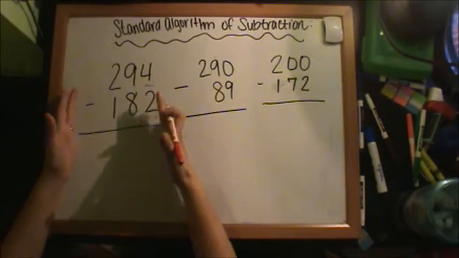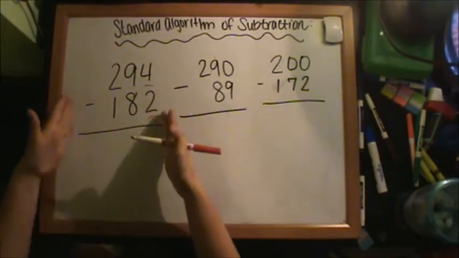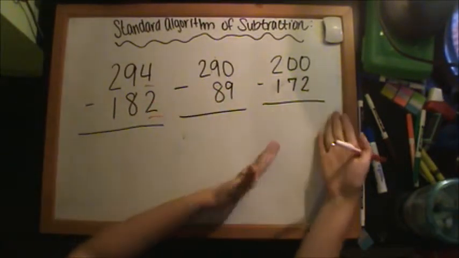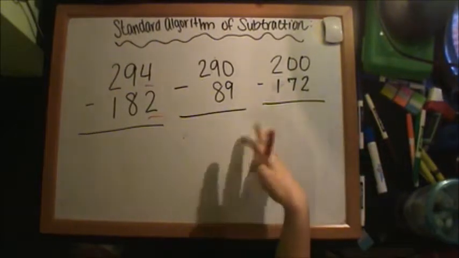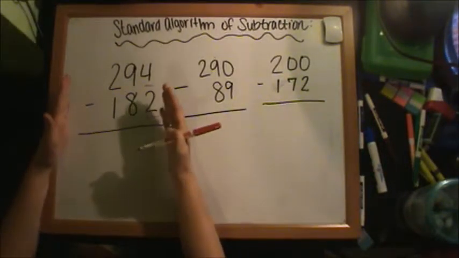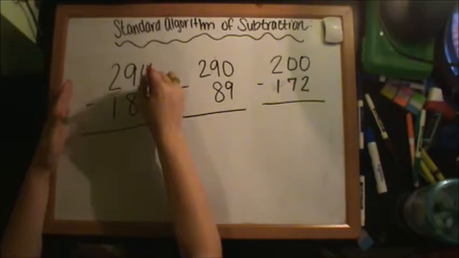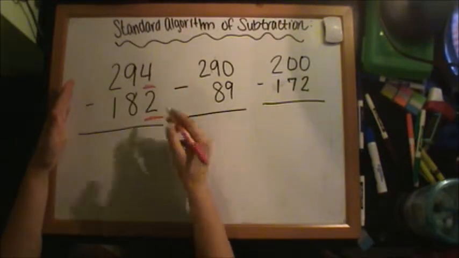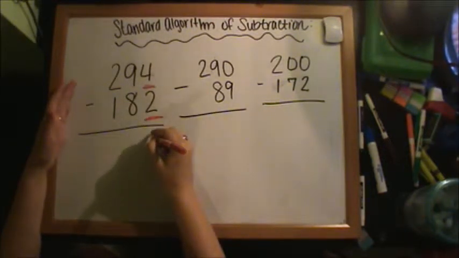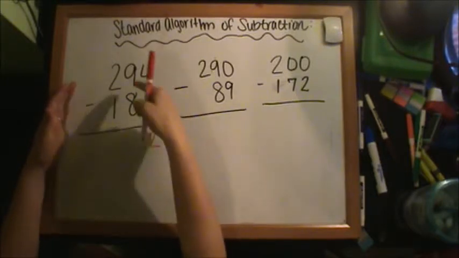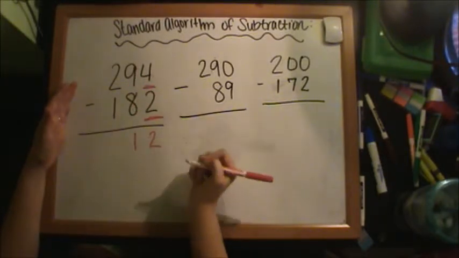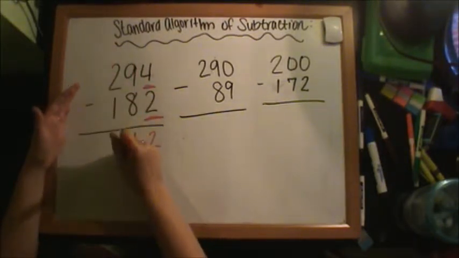So I made these in a sequence: this is the easiest problem, this one's a little bit harder, and this one's the hardest concept to get. So we're going to start with this one. For the standard algorithm, you're going to start in the ones place. 4 minus 2, that gives us 2. 9 minus 8, that gives us 1. And 2 minus 1, that gives us 1.